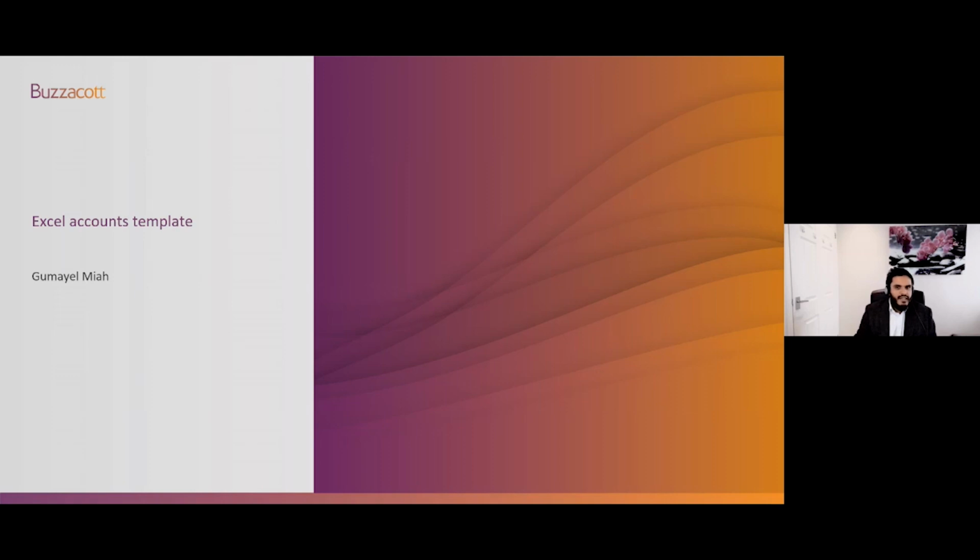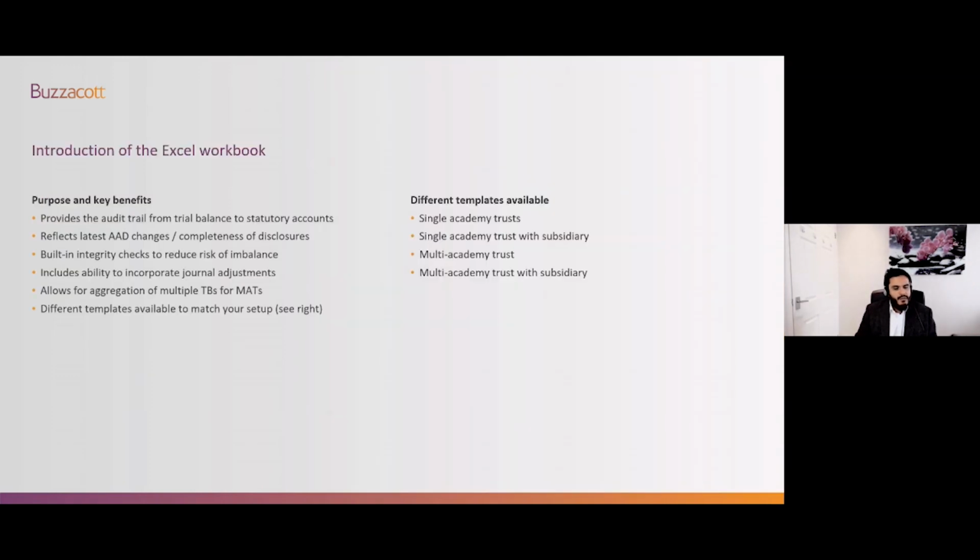So on my first slide, I've set out some of the key benefits of using Buzzacott's template. Actually, there's a multitude of templates that we have available, including ones that can be used by single academy trusts, one that can be used by multi-academy trusts, and also those with subsidiaries which form part of a group. But essentially, there's two key reasons for using these templates.